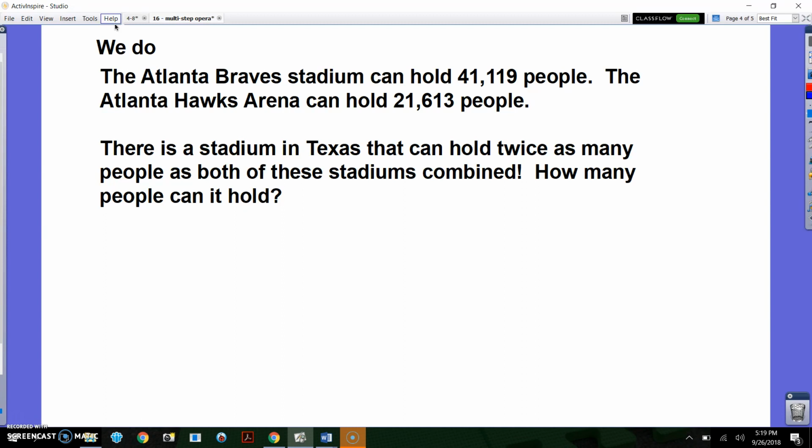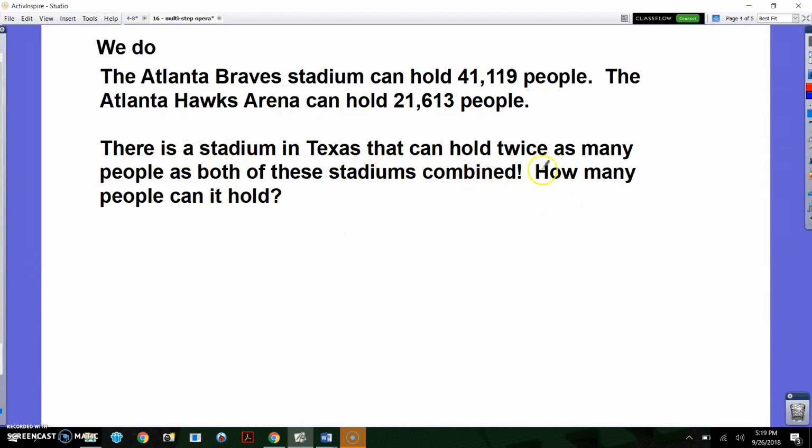All right, so the Atlanta Braves Stadium can hold 41,119 people. The Atlanta Hawks Arena can hold 21,613 people. There's a stadium in Texas that can hold twice as many as both of these stadiums combined. Woo! It's big. How many people can it hold?